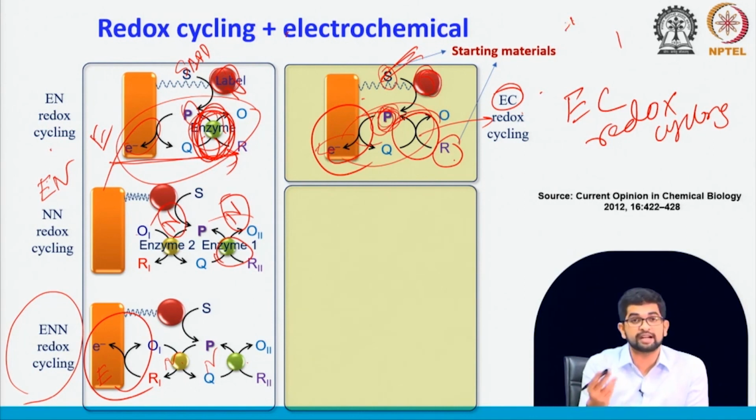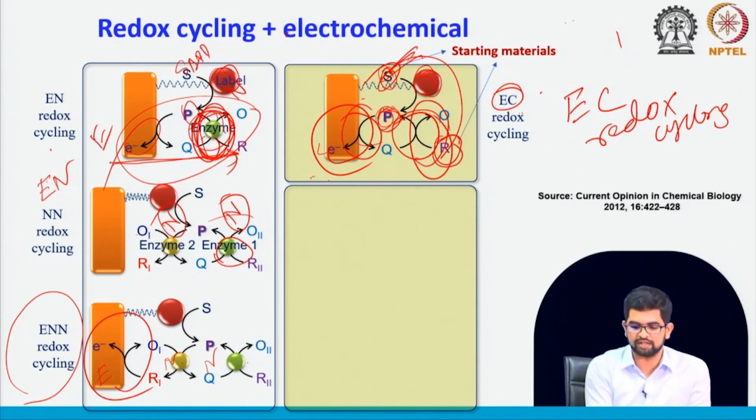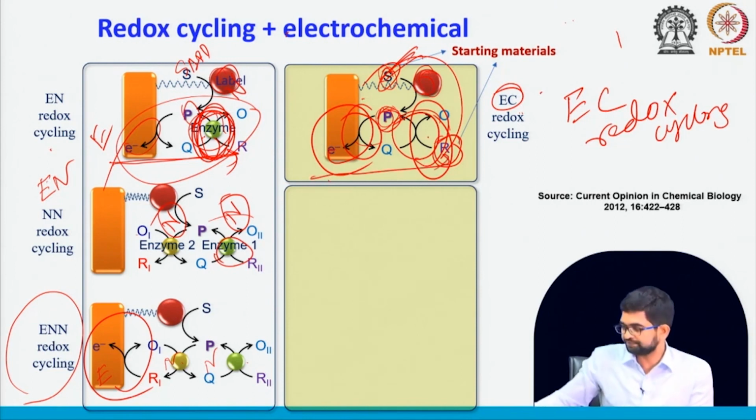Why do we form it indirectly? Because P is a very active material, but S is a very low active material, so it will create low background. That is why we did not use P as the starting material, we use S as the starting material. So S and R are the starting materials in this case, and it is EC redox cycling, because here is chemical, here electrochemical.